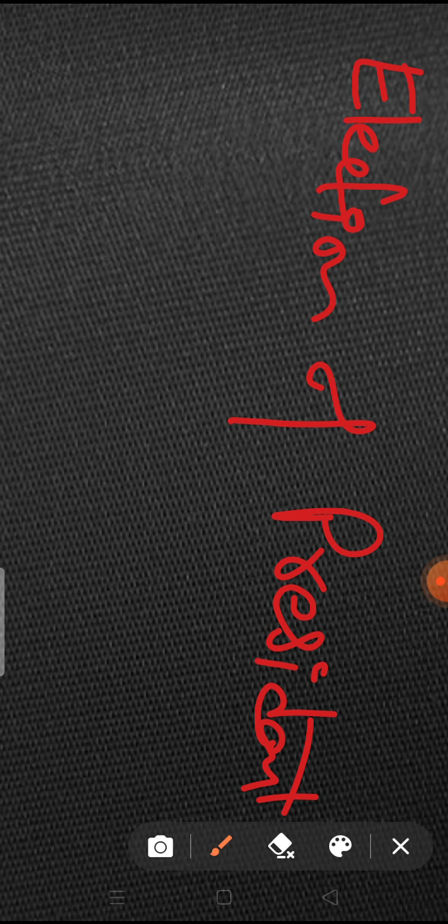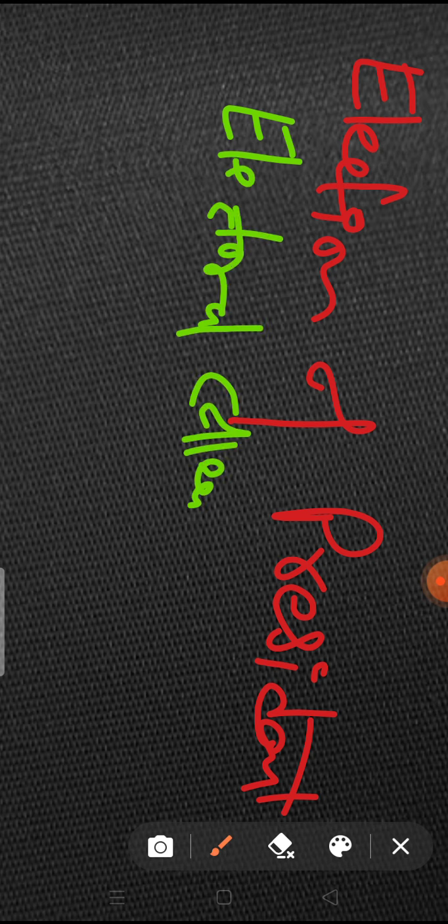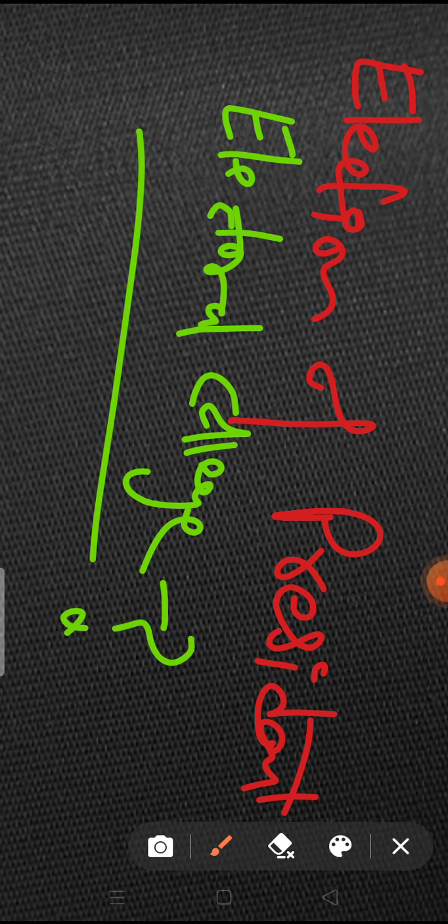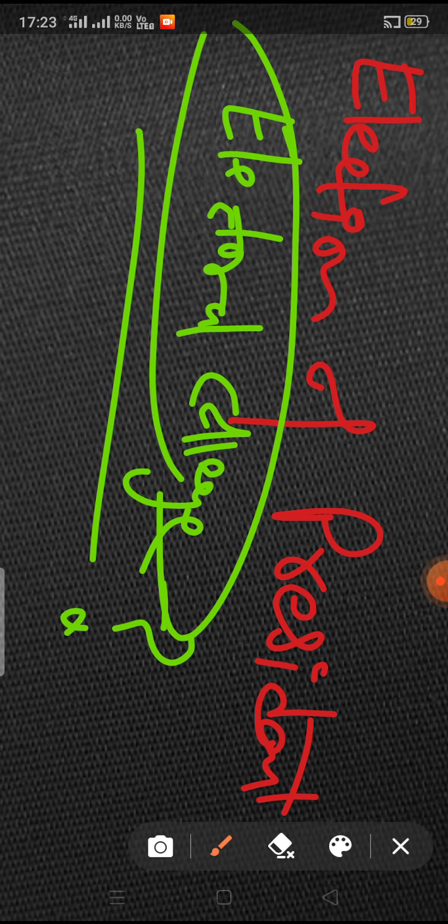The first one is electoral college. President of India is elected by electoral college. Now, what is this electoral college and who constitutes this electoral college? I'm going to talk about it. Fine. So let's discuss who constitutes this electoral college.